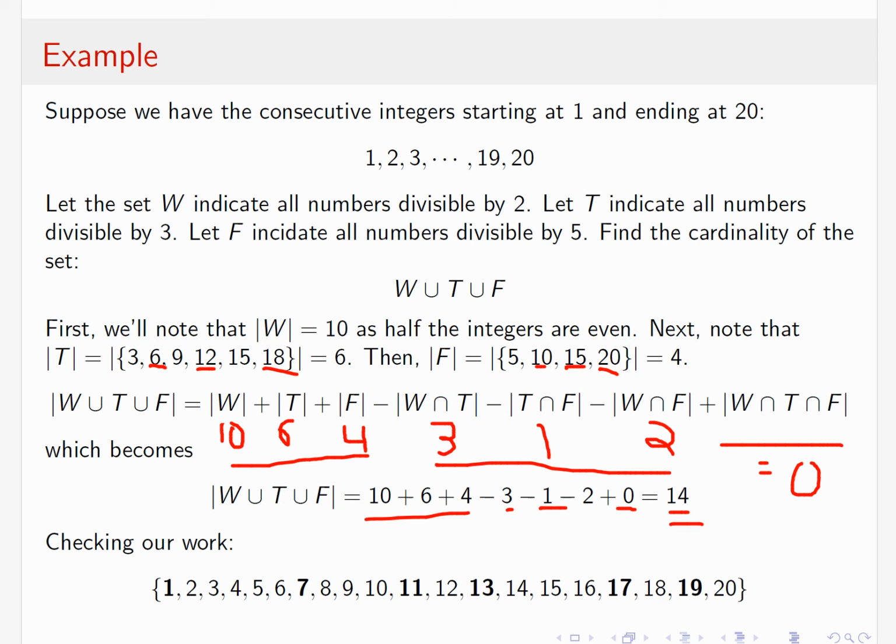Okay, and then to check our work, I have highlighted with the bold text all the things that aren't in any of these 3 sets. And there are, as you can see, 6 values, 1, 7, 11, 13, 17, and 19 that are not in these 3 sets. So 14 is indeed the correct answer.